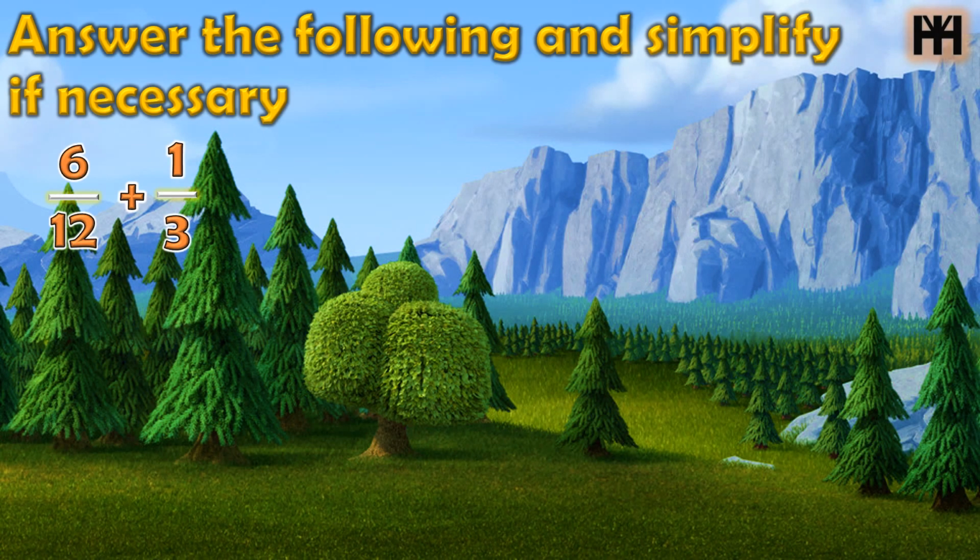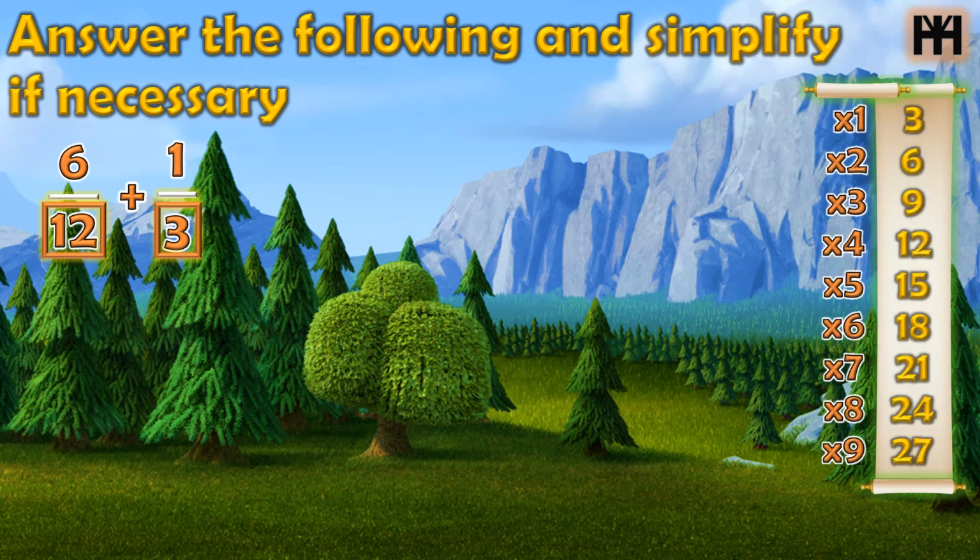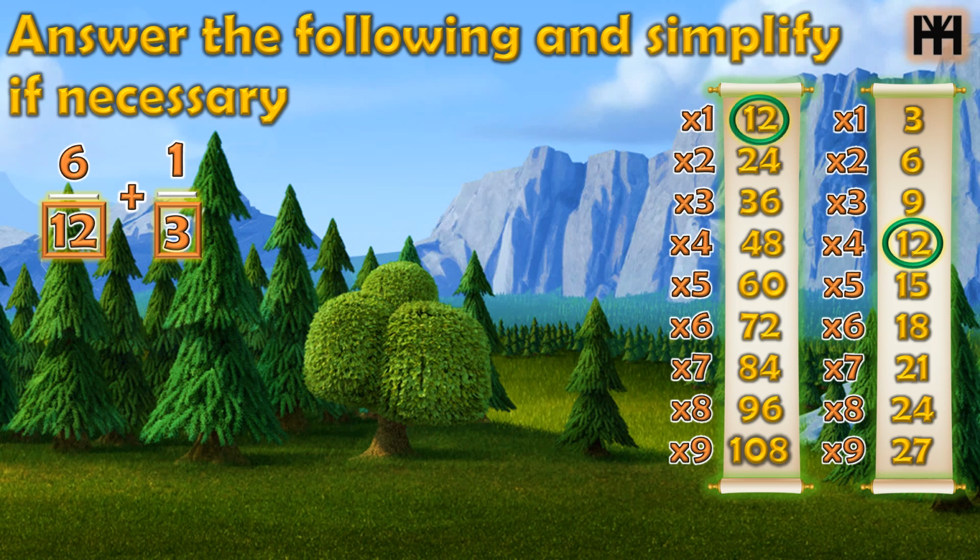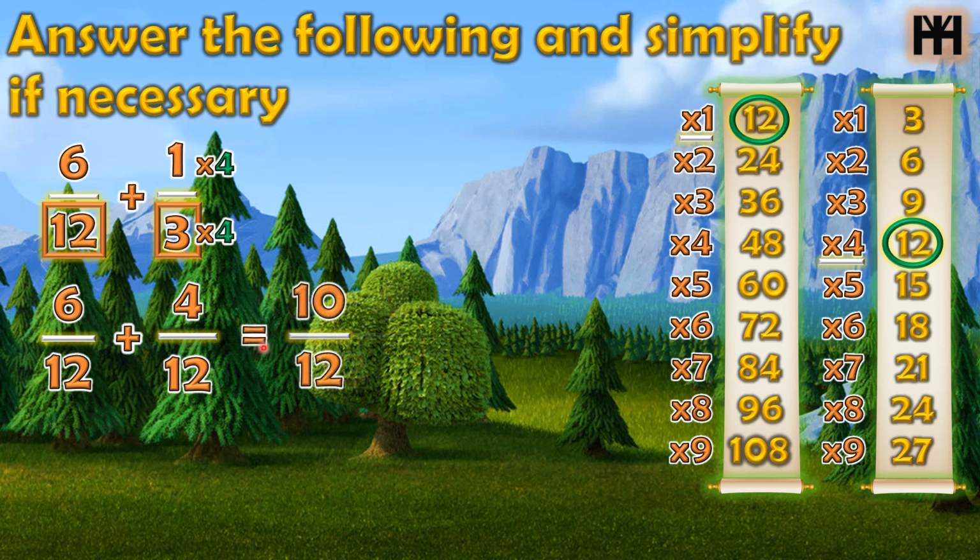Okay, let's see here. 6 over 12 plus 1 over 3. Let's bring up the two tables, table 3 and table 12. So the LCM here is 12. In order to make 12 12, multiply it by 1. In order to make the 3 12, multiply it by 4. Okay, so no need to multiply by 1. It will remain the same. So we'll only multiply here the 3 by 4. So multiply by 4 up and down. So it's 6 over 12 plus 4 over 12. So 6 plus 4 over 12 will be 10 over 12.